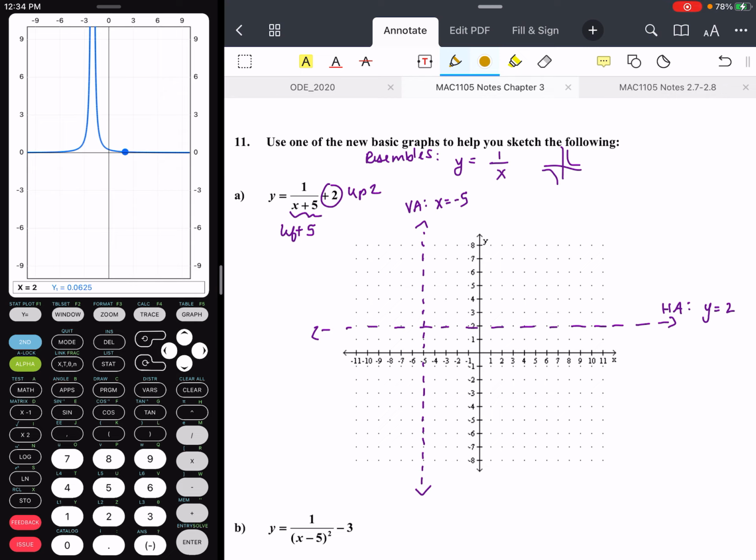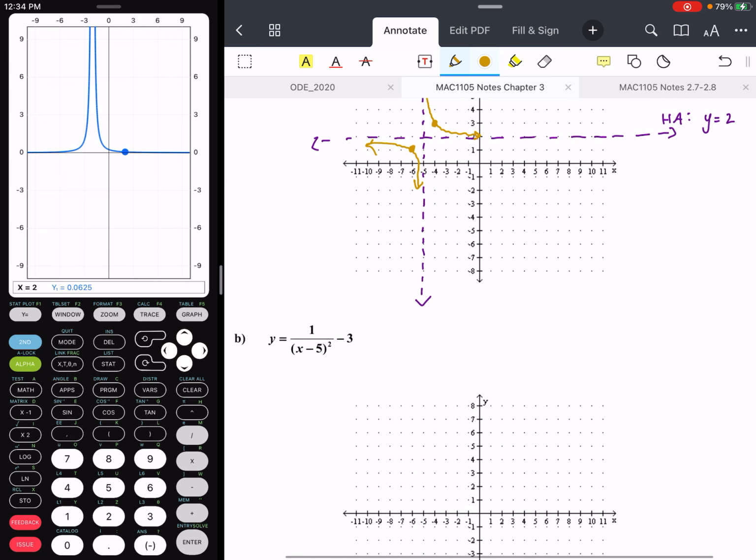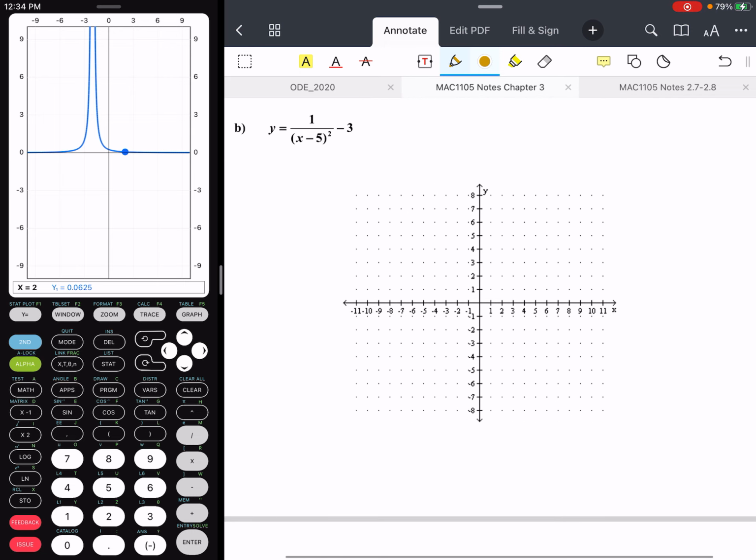So I can go from -5 and then 2. I can go to the right 1 to -4 and then up 1 to 3. I can also go to the left 1 to -6 and then down 1 to +1. And then I'll just draw this skating along my asymptotes. So I use that as a reference point to go ahead and sketch my graph.